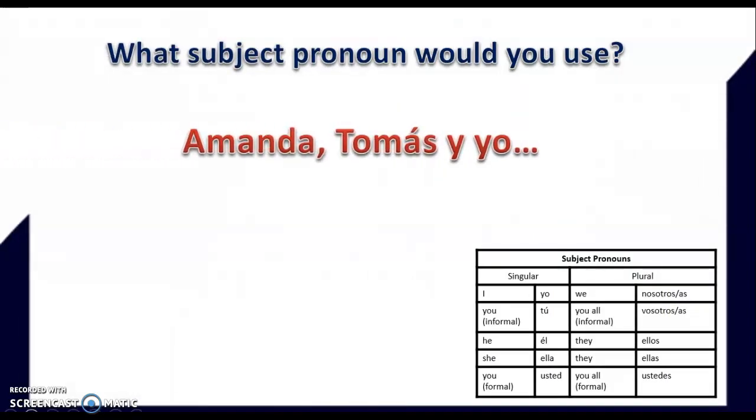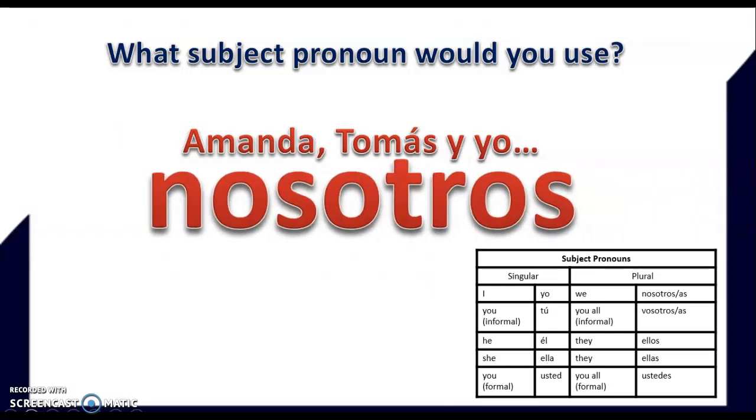What subject pronoun would you use for Amanda, Tomás, y yo? This is a plural subject, and it includes yo, or I. So if I'm part of a group, then it's we. And if I look at the gender of the group, it's a girl, Amanda, Tomás, a guy, and yo. And I don't know if yo in this case is a female or a male. In my case, it would be female, but there's one guy, so we have to use the masculine form, nosotros.